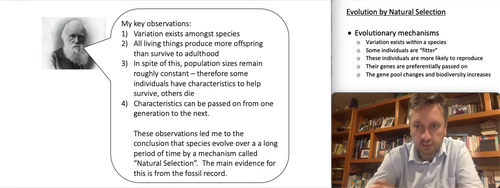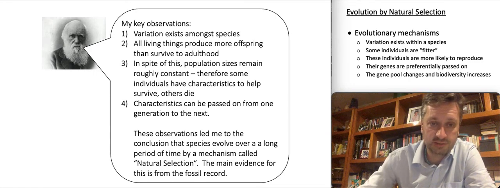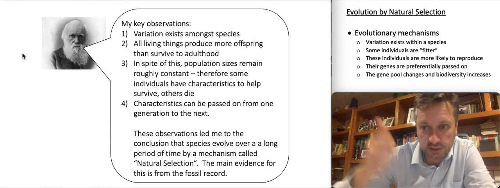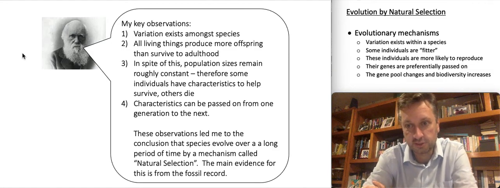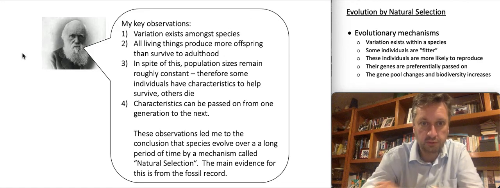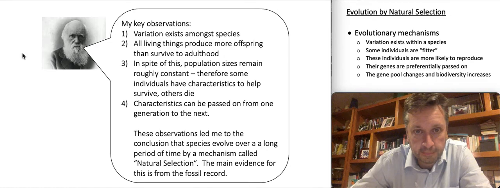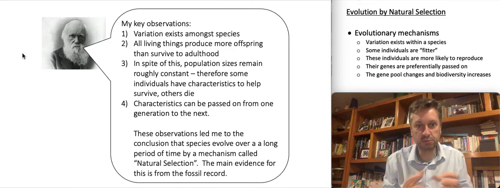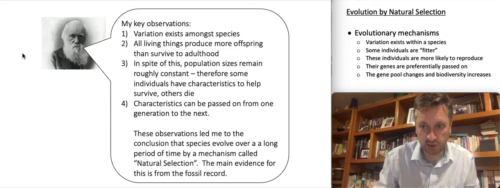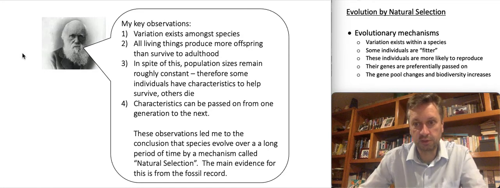Okay, so here are Darwin's key observations in his book. And as you can see, it's a slightly potted version of what the IB has put in the syllabus. So his key observations. 1, variation exists in populations of all species. 2, all living things produce more offspring than actually are able to survive. So he deduced from that there must be some kind of pressure on some individuals surviving and some dying.